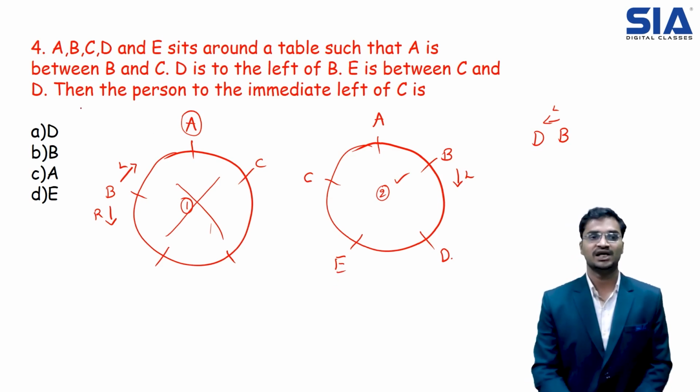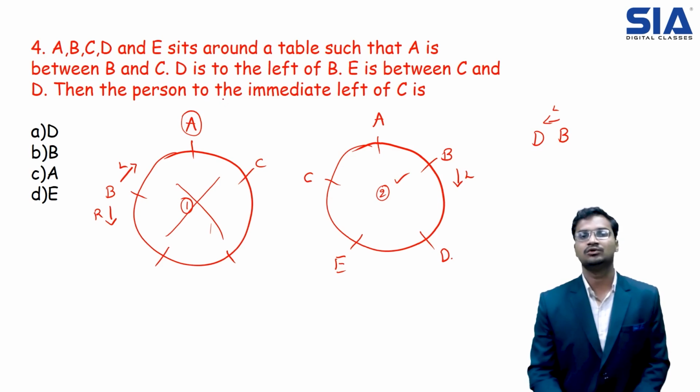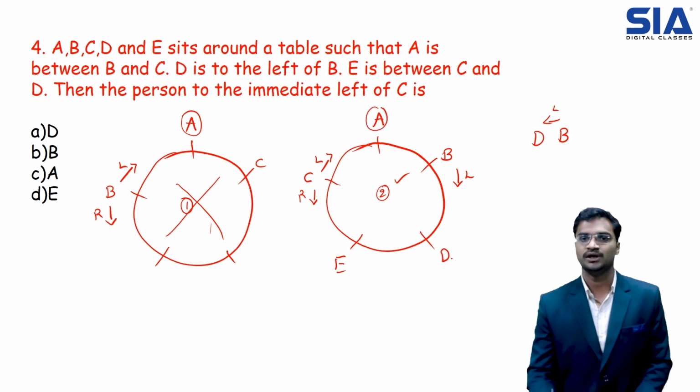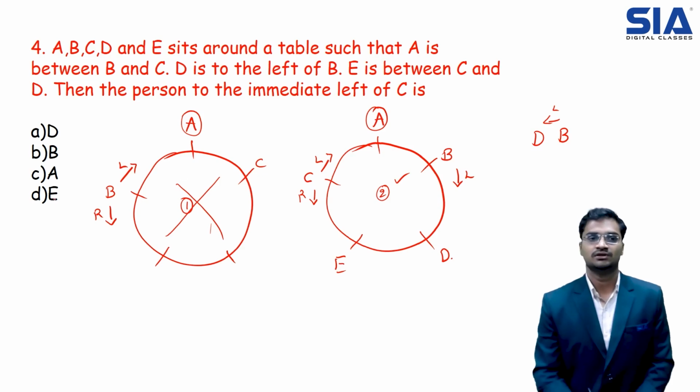So what is he asking here? Then the person to the immediate left of C. So the immediate left of C is occupied by who? The right side of C is this and the left side of C is this. So immediate left of C is occupied by A. So the person A is sitting to the immediate left of C, which is option C. So our answer is option C.